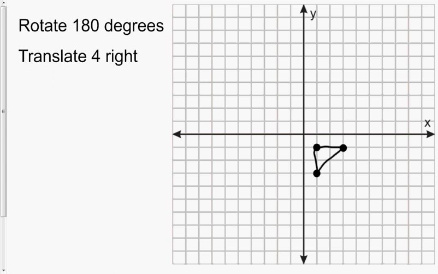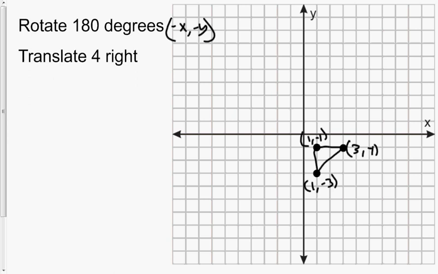So just as a reminder, for a rotation, it's negative x, negative y. You don't ever switch the coordinates around, you just change the sign. So if my coordinates are 3, negative 1, and 1, negative 1, and then this is 1, negative 3.